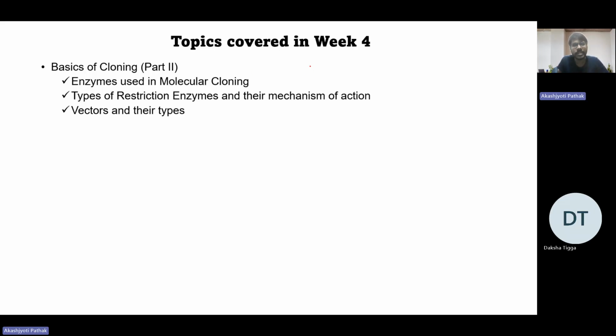In week four, it is a continuation of week three, the basics of cloning part two. There are three lectures in week four. In the first lecture we learned about the enzymes that are used in molecular cloning. What are the different enzymes used in molecular cloning? Can anyone quickly recall and tell what are the different enzymes that are used in molecular cloning?